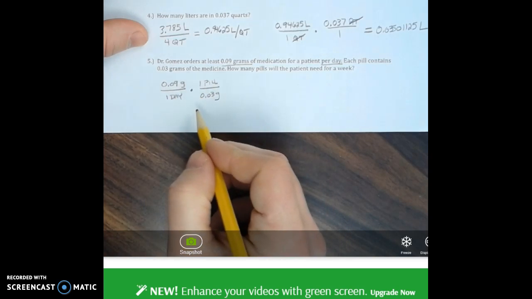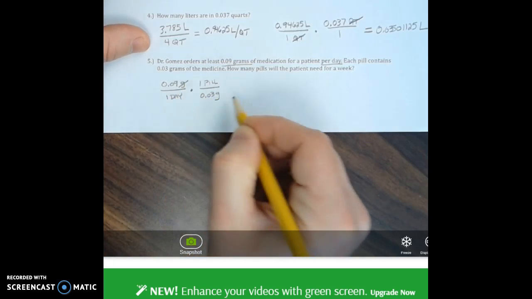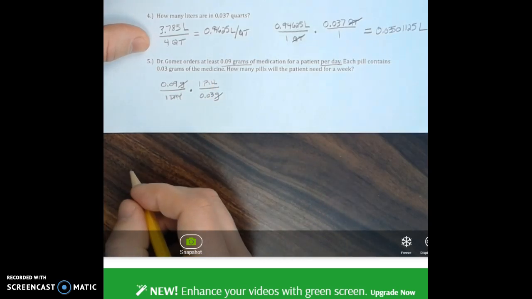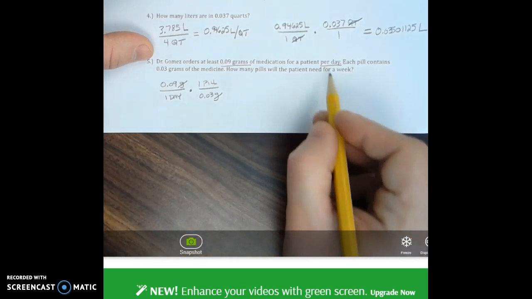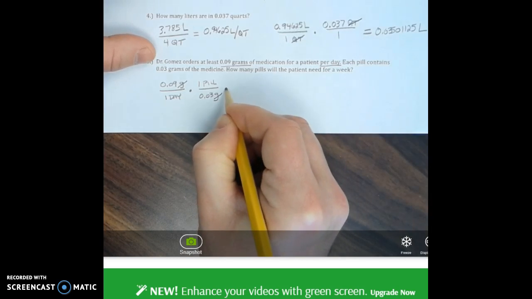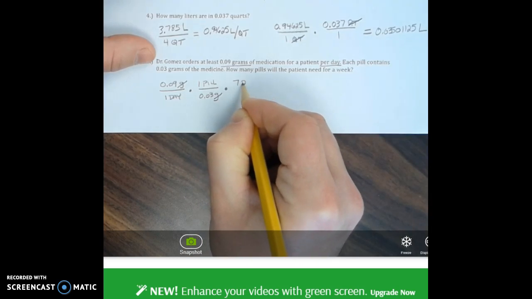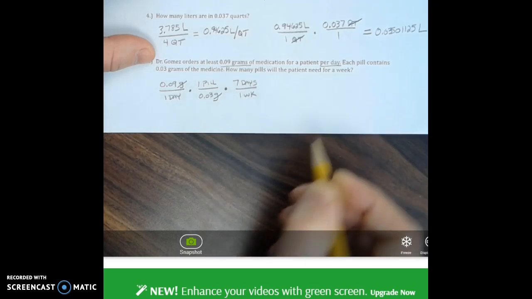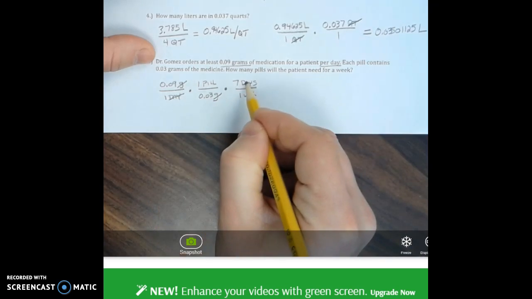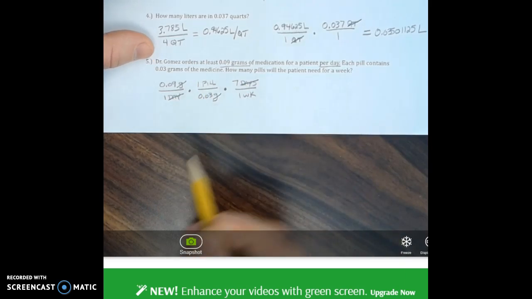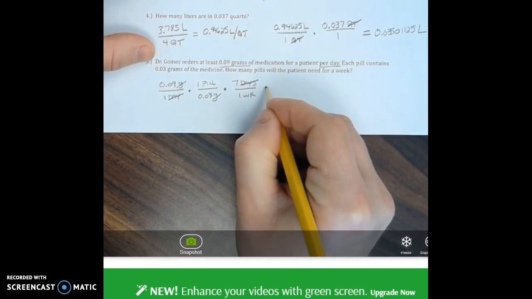I set it up this way so that I could simplify the grams with the grams, leaving me with how many pills per day they're going to need. But I also have to figure out how many pills they're going to need for a week. So now I'm going to multiply this by 7 days that are in 1 week. My days can simplify with my days, and now I'm left with pills per week, which is what I'm trying to answer.